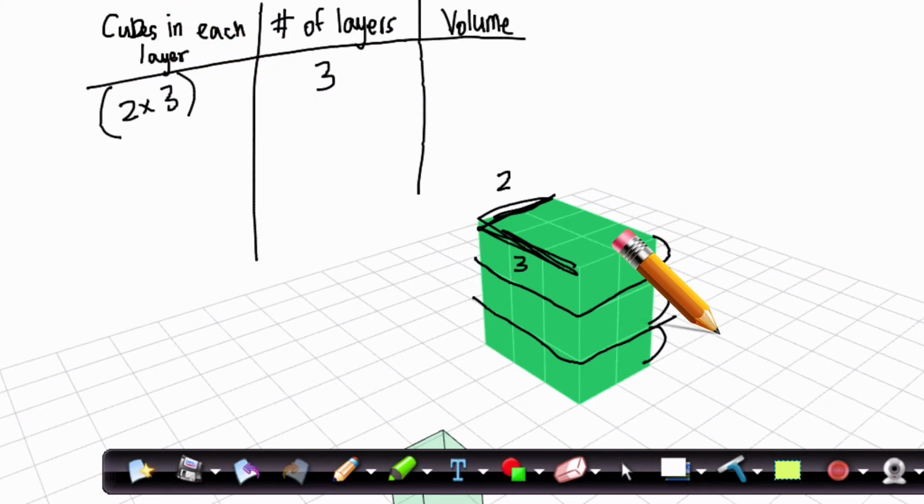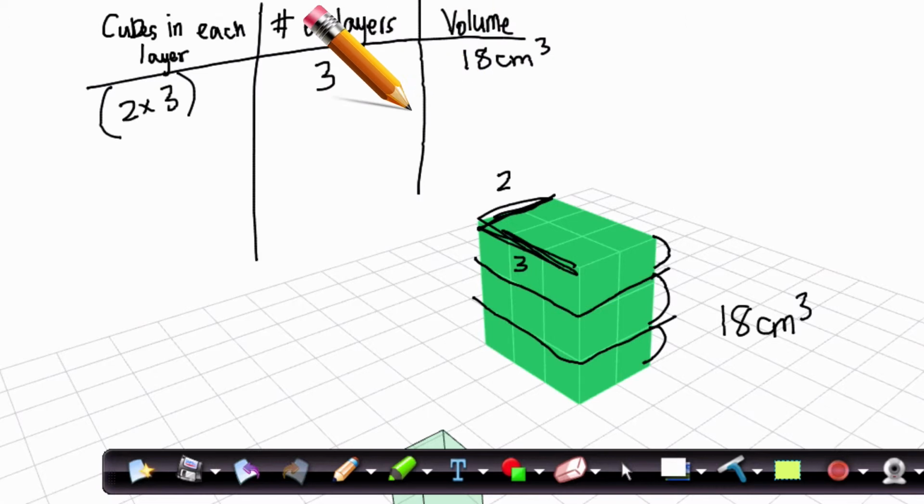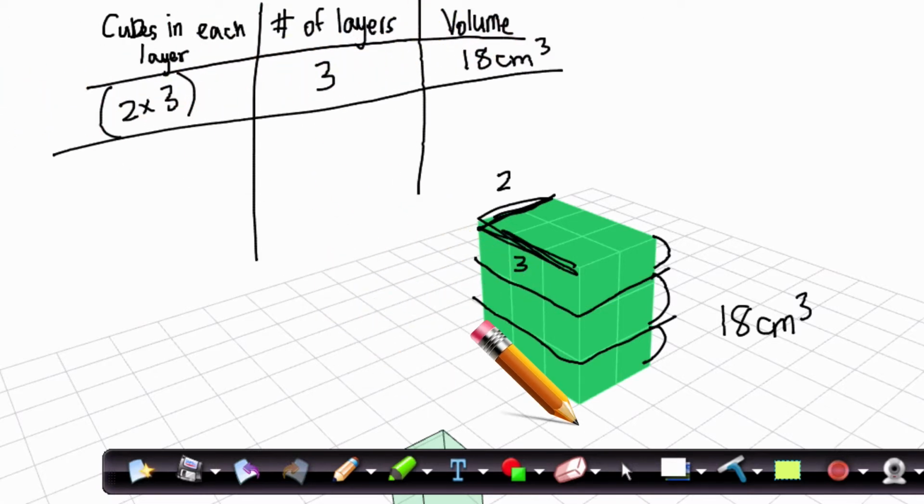which should get me to, oh, I didn't write down before, I had a volume of 18 cubic centimeters when I counted them. So let's see if that holds true here. So 2 times 3 would give me 6. 6 times 3 would give me 18. Perfect. 18 cubic centimeters. So that holds true so far. Let's look at if there's another way I could decompose this.